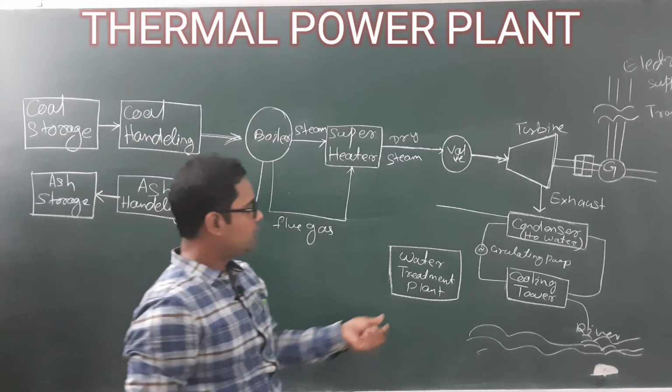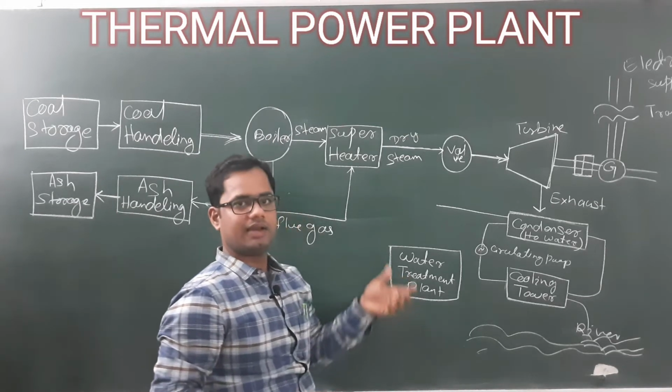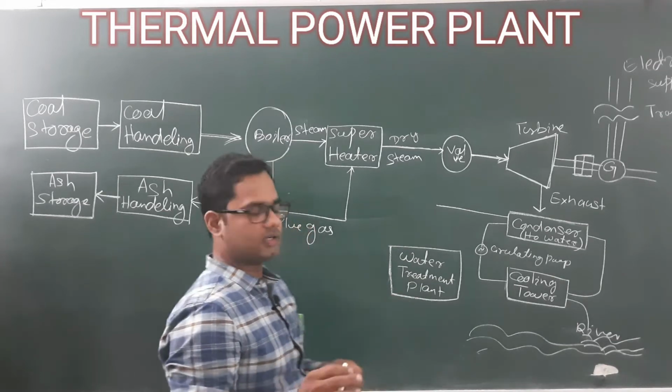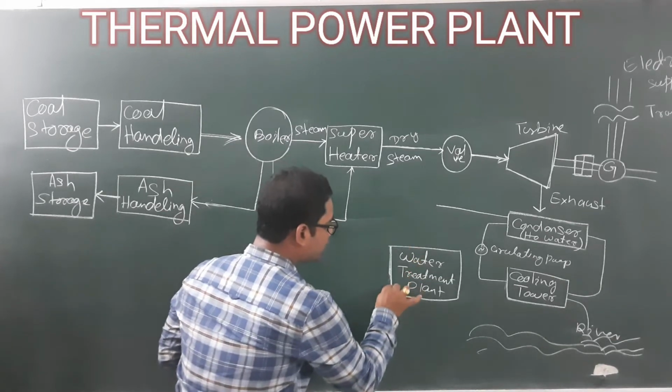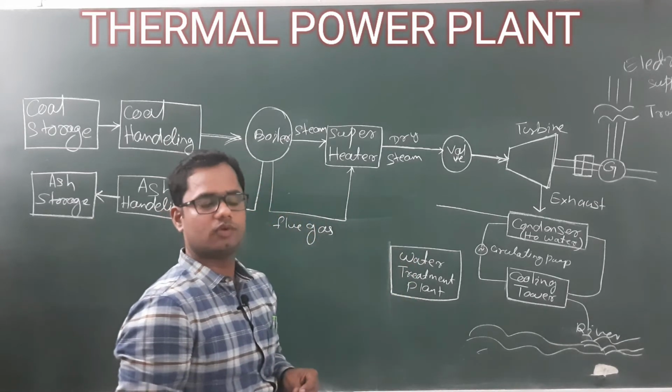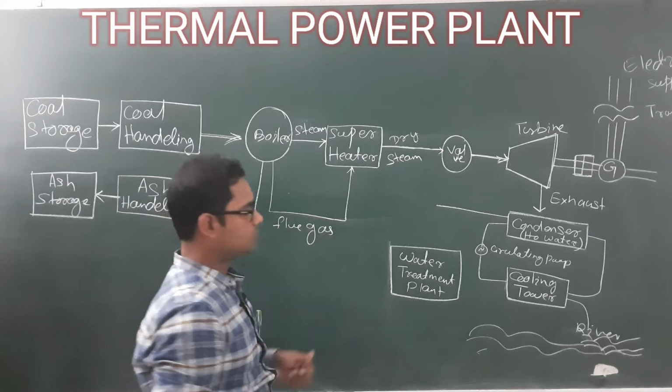So for the removal of corrosion, for the betterment of your boiler tube, you make your water treatment here, and inside it there is a deaerator. It will deoxygenate your water, meaning the oxygen part will be removed from your water, so that it will not corrode your tubes. Okay.